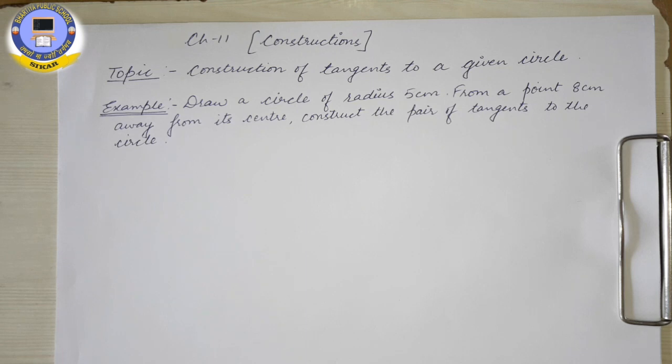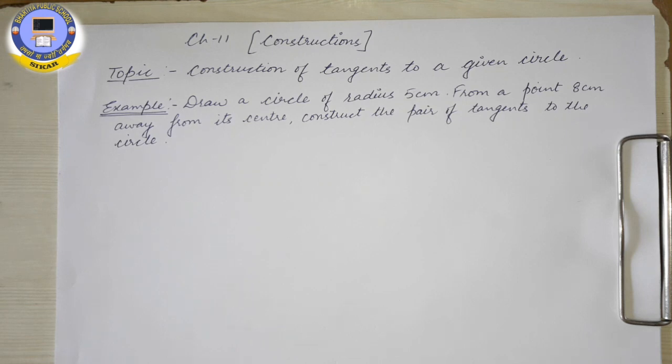In chapter number 10, circles, we had discussed tangents. The first concept was the tangent-radius theorem: a tangent is perpendicular to the radius through the point of contact. That also we will use in this chapter. And the second concept was that the lengths of tangents drawn through an external point are equal. In this chapter we will study how to construct tangents to a given circle.